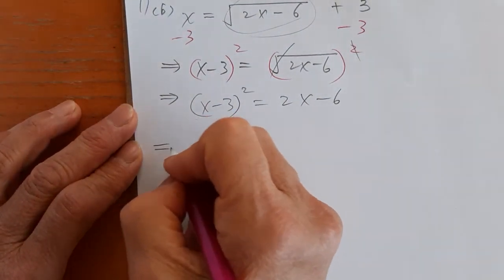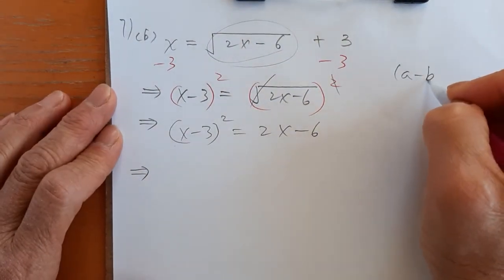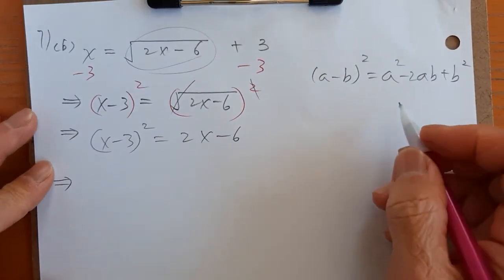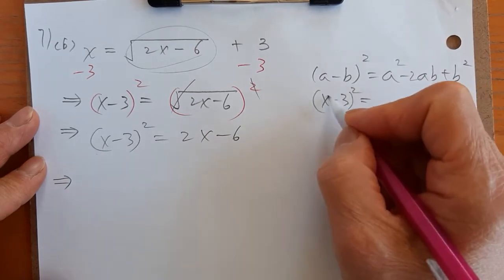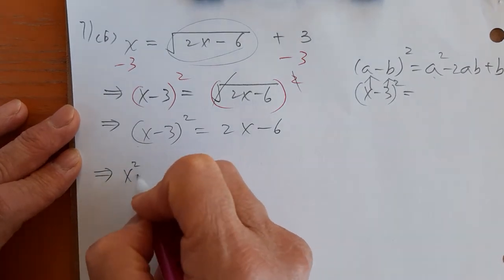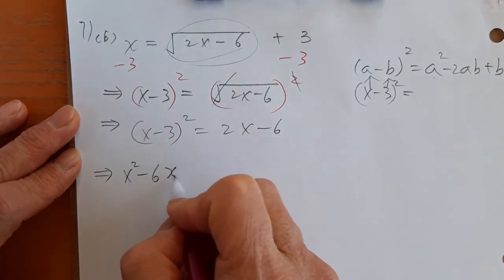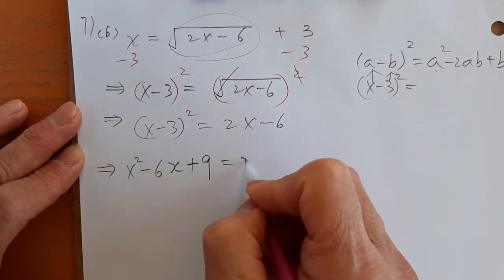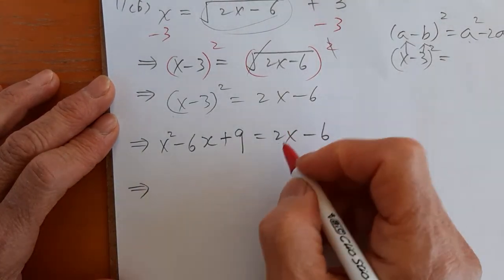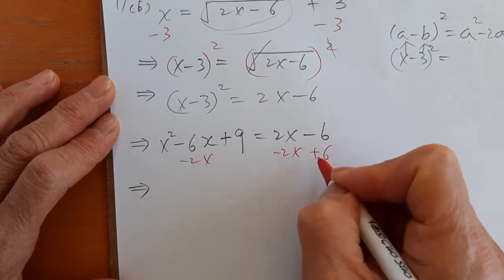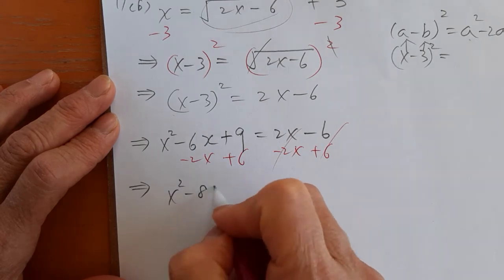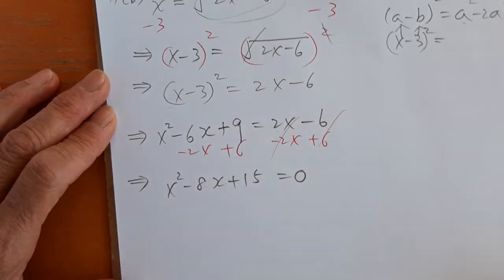Then square this, use the formula. The formula is a minus b quantity squared equals a squared minus 2ab plus b squared. So x minus 3 quantity squared, x put in a, 3 put in b, we got x squared minus 2 times x times 3 is 6x plus 3 squared is 9, equal to 2x minus 6. And then you move this 2x and add a 6, and this side is 0. So you will get x squared minus 8x plus 15 equals 0.